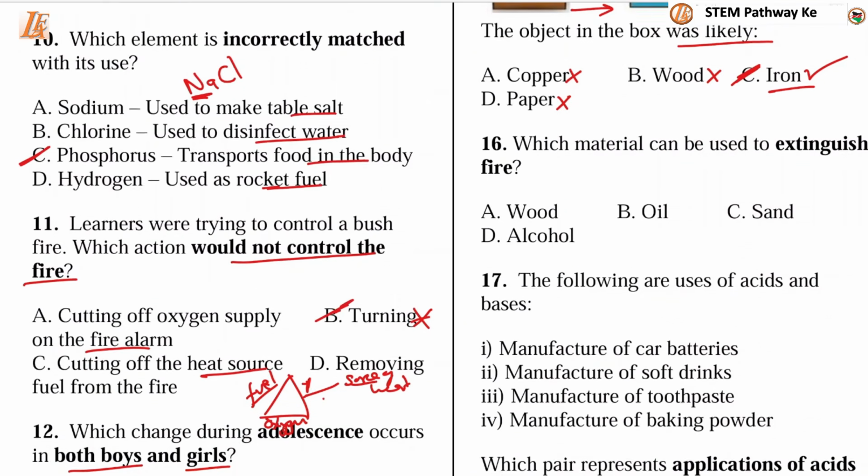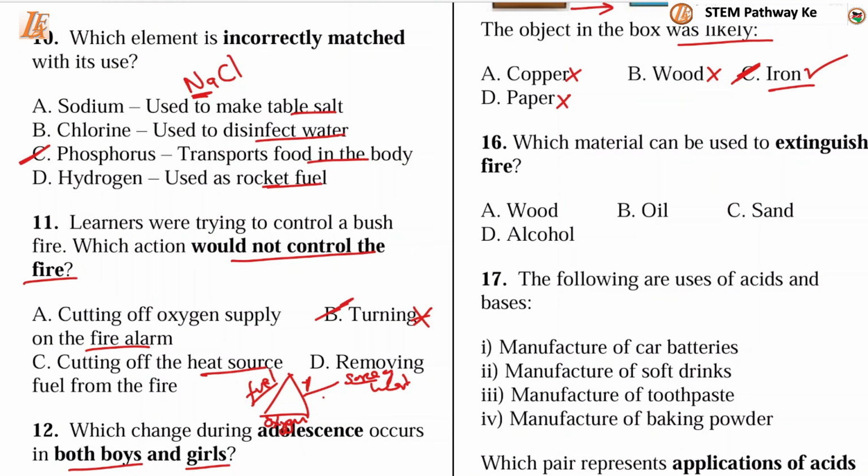Question 16. Which material can be used to extinguish fire? Let's look at what we have. Wood, oil cannot be used to control fire. Alcohol is a flammable substance, cannot be used to control fire. The one which can be used to control fire is sand, which when you place it in fire, it cuts the oxygen, and in this case, it can stop or control or extinguish the fire.